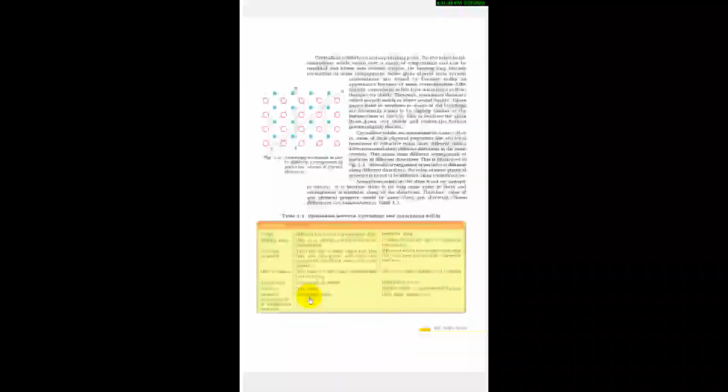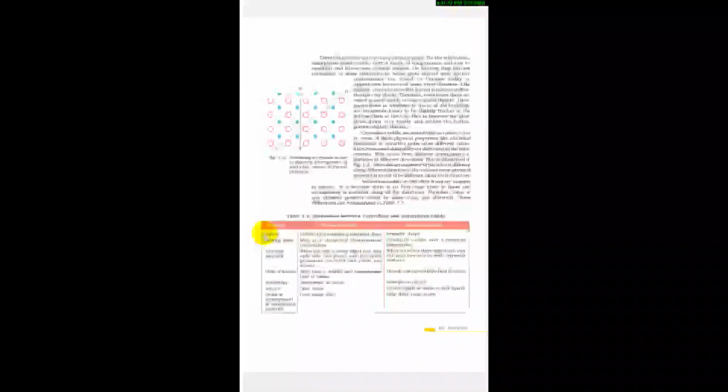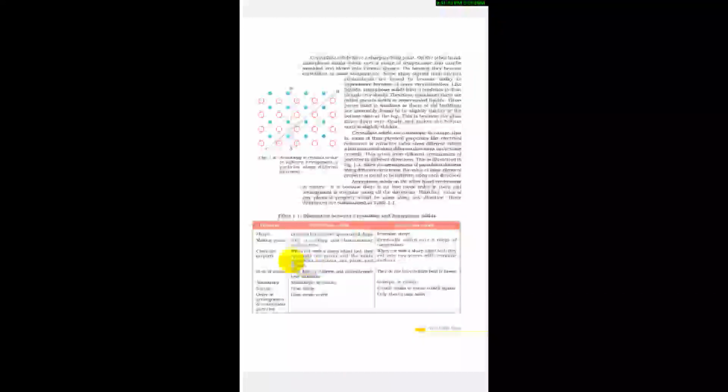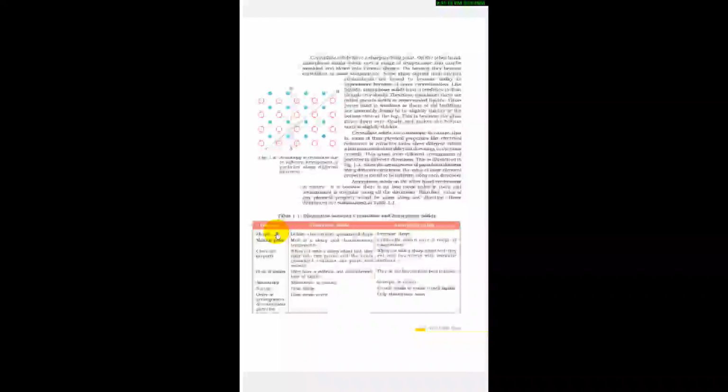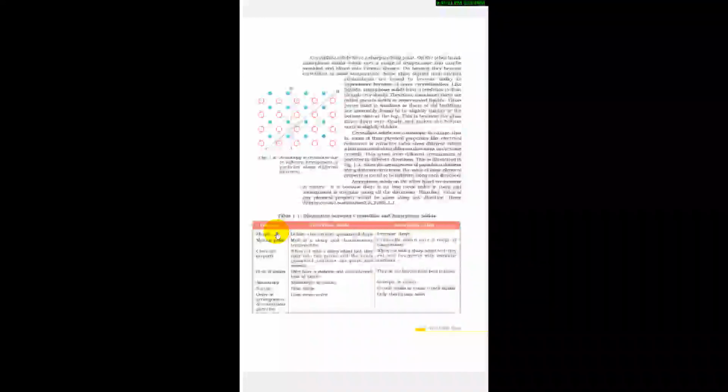So let's talk about what is in the box. First is the shape. If you compare the shapes of crystalline solids and amorphous solids, the shape is different. Crystalline solids have definite characteristic geometrical shapes, but amorphous solids have irregular shapes. Melting point: crystalline solids melt at a sharp and characteristic temperature, but amorphous solids gradually soften over a range of temperature.